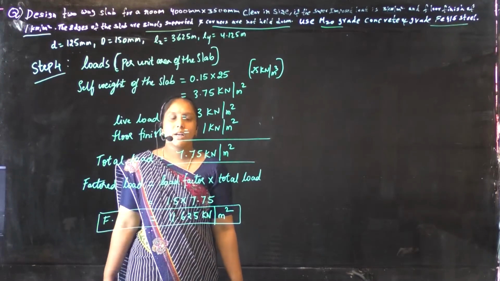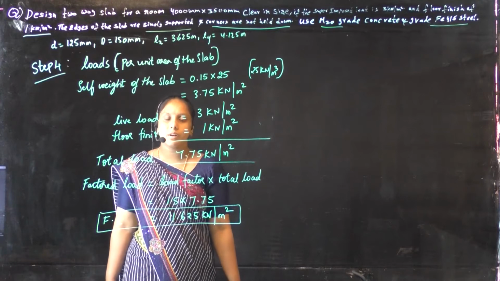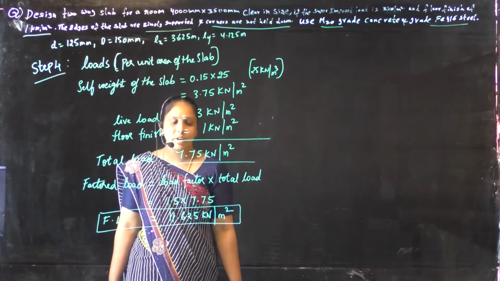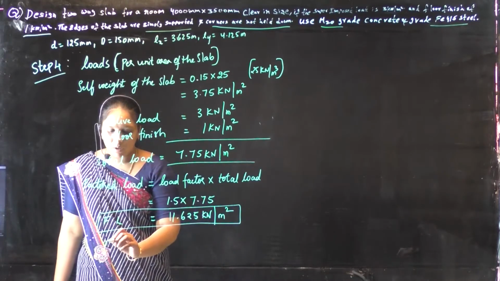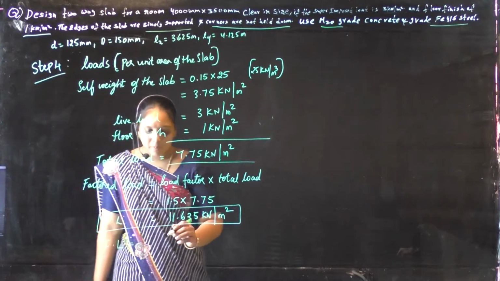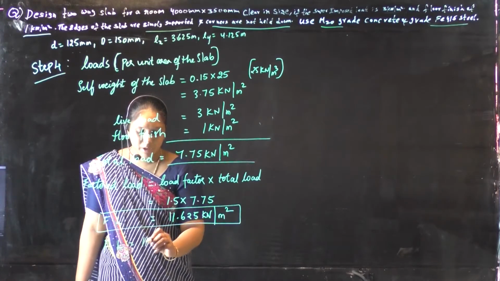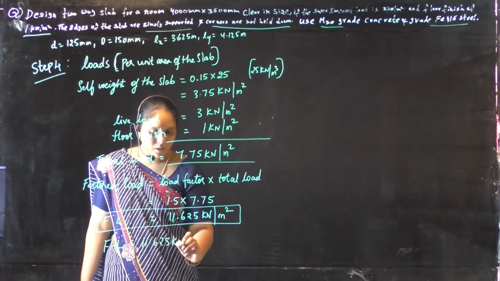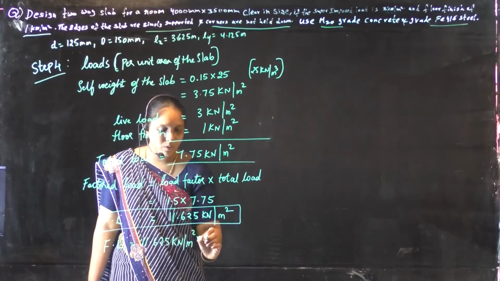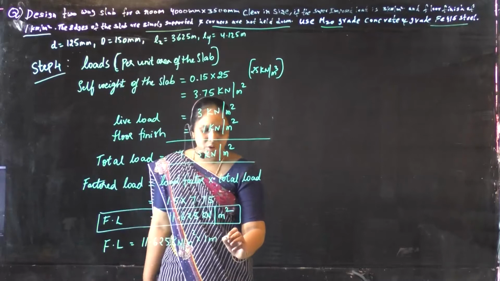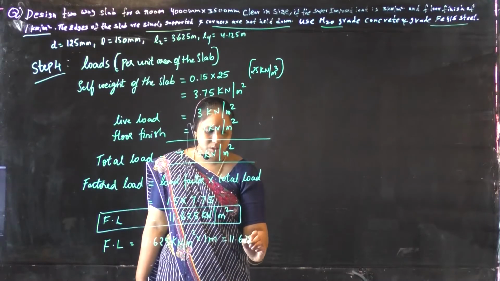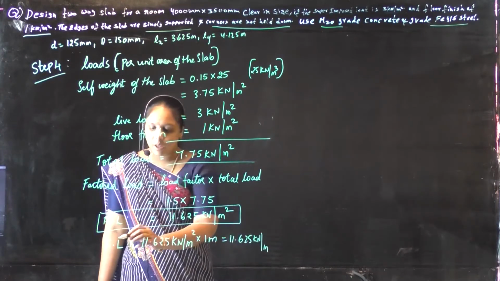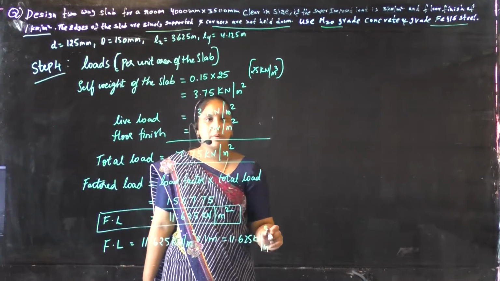So now what do we have to calculate? We have to calculate the factored load for unit meter, that is, for unit width or unit length of the slab. So the factored load for 1 meter width or length of the slab will be 11.625 kilonewton per meter square into 1 meter, which will give you 11.625 kilonewton per meter. Okay, the factored load is 11.625 kilonewton per meter.